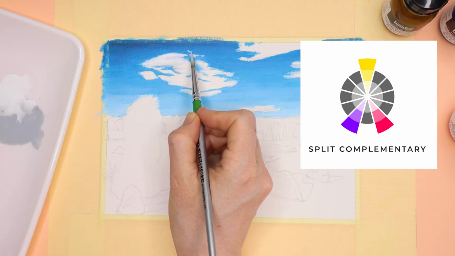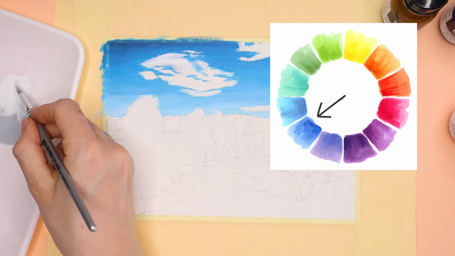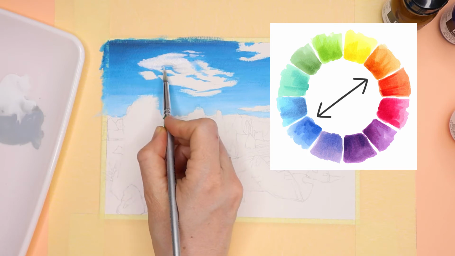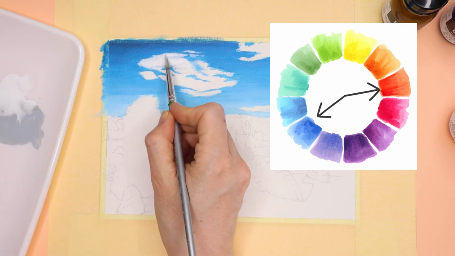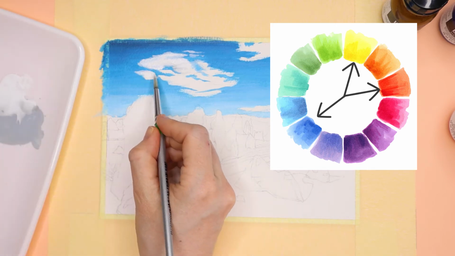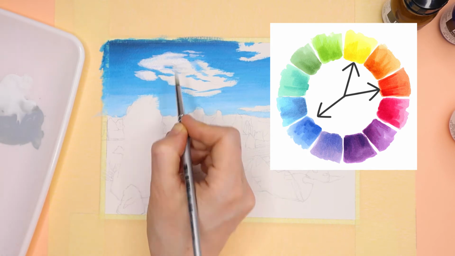So for example, say blue is the base colour, the complement of blue is orange. And if we look at orange on the colour wheel, on either side of orange, on one side we've got red-orange, and on the other we've got yellow-orange. So blue, red-orange, and yellow-orange are the split complements.